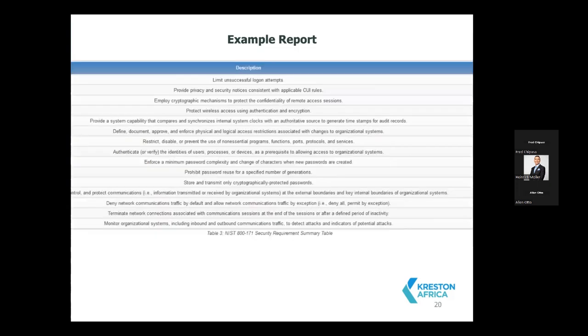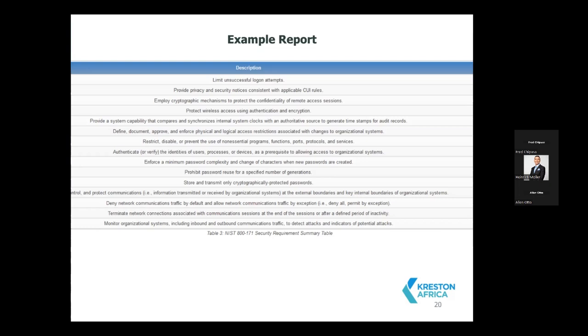This is basically a list of security weaknesses that were identified on a specific firewall. You can see it covers everything from user account management, physical and logical access restrictions, password complexity, and denial of network communications traffic by default. All of these things are very key when we look at our firewalls and how we configure them.